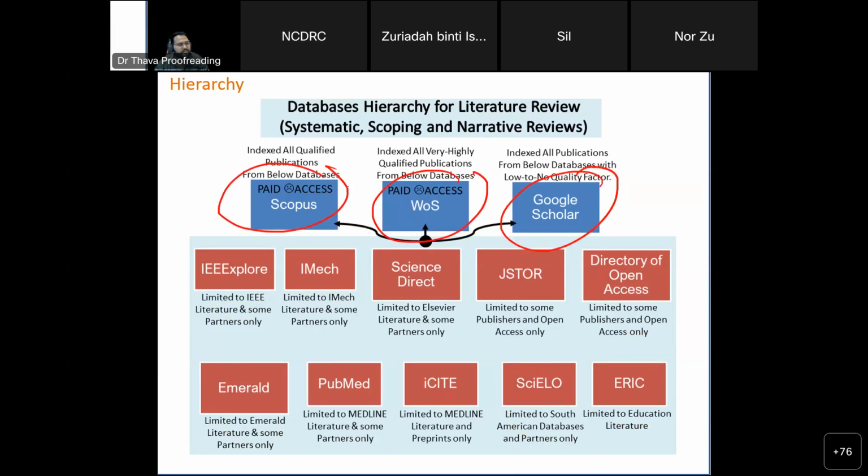Web of Science, and Scopus. Google Scholar, I already explained to you the problem with. Web of Science and Scopus are both definitely advisable to use, but they are paid access. If you solve this problem, you're good to go. So don't get confused with so many databases. What you want, this would solve. All right?